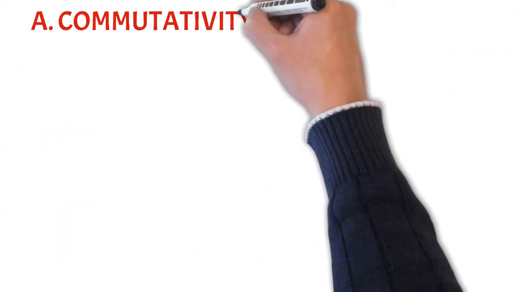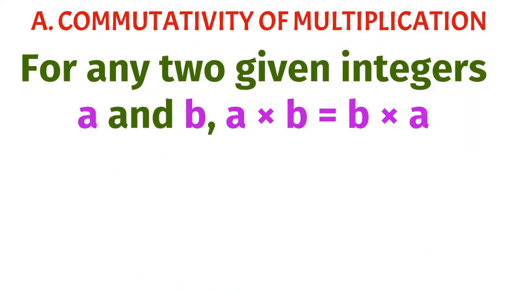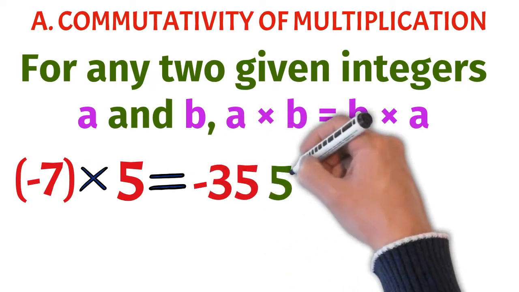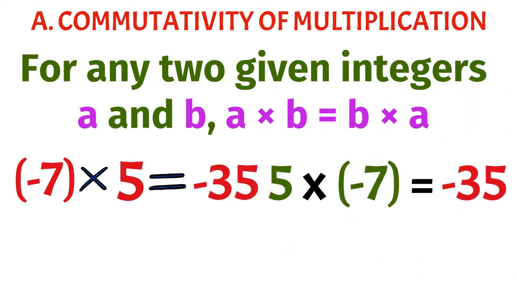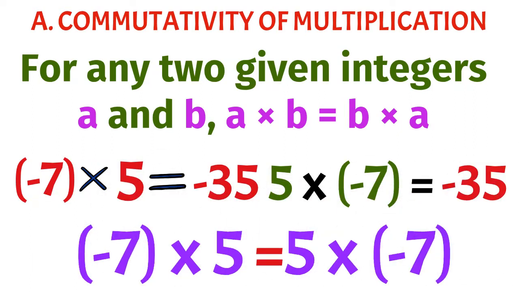Secondly, commutativity of multiplication. Commutative property of multiplication says that for any two given integers a and b, a multiplied by b equal to b multiplied by a. For example, minus 7 and 5 are two integers. Now, minus 7 into 5 equal to minus 35 and 5 into minus 7 is also equal to minus 35. Thus, minus 7 into 5 equal to 5 into minus 7. And we can say integers are commutative under multiplication.